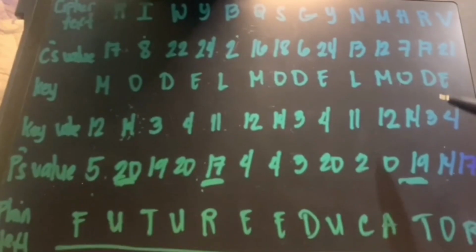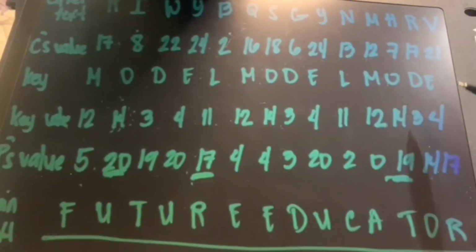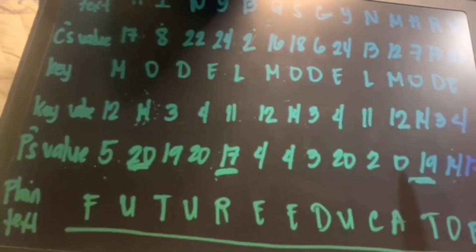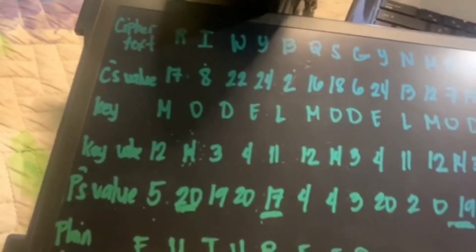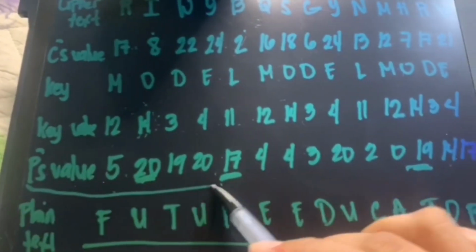And 17 minus 3 is 14. And for the last column, 21 minus 4 is 17. So that is the piece value.